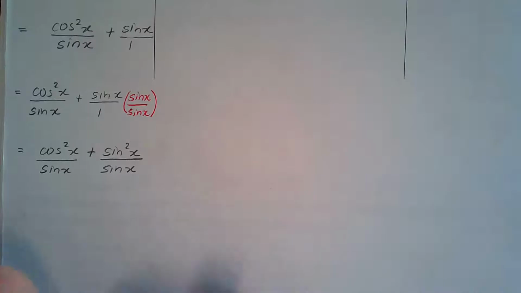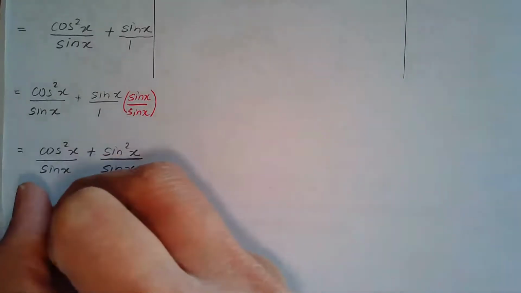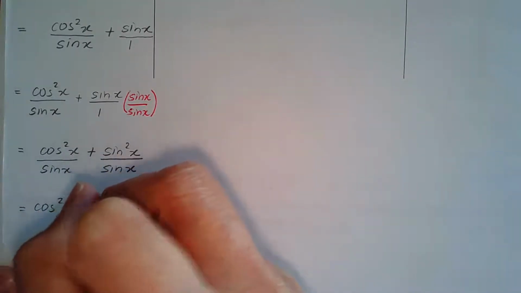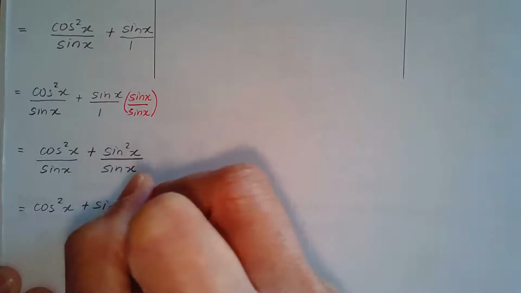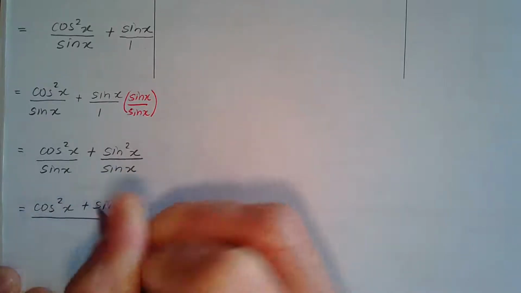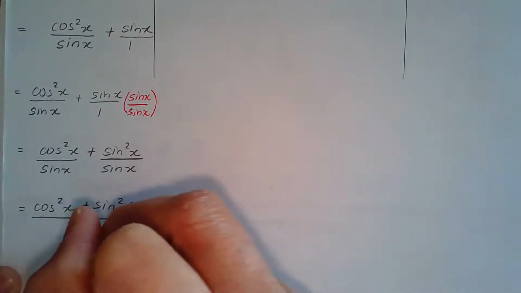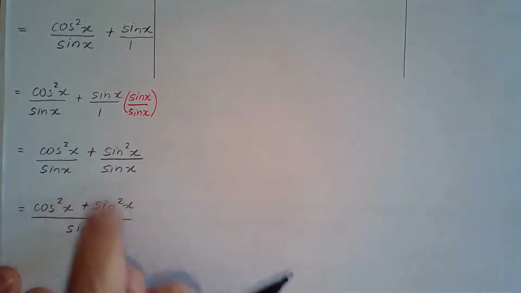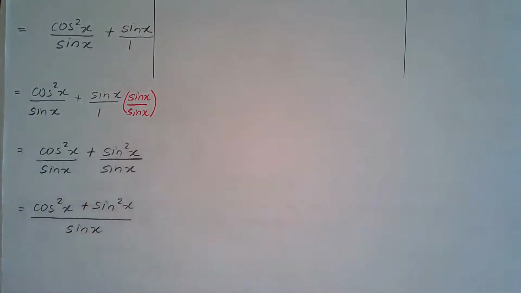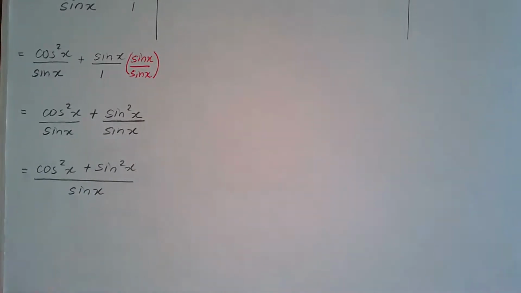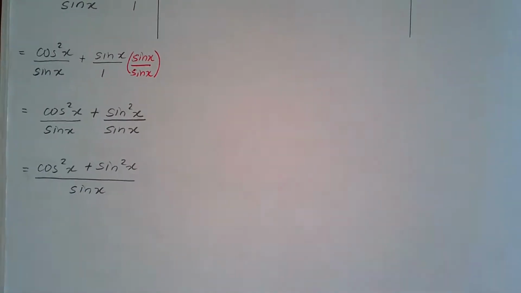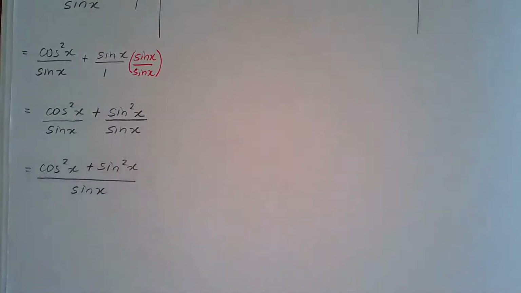We can add them together. So it could be cos squared of x plus sine squared of x over sine of x. Okay, so this is the same denominator. We're just putting it all in one denominator. Okay, so what do we know? What else can we do?